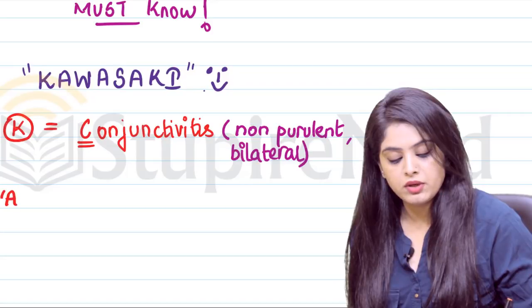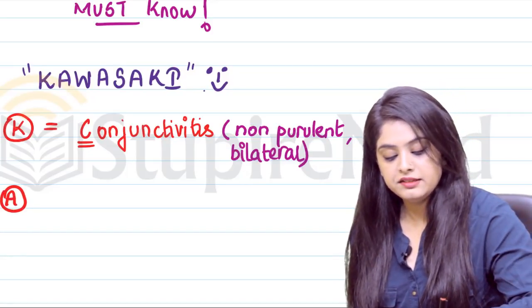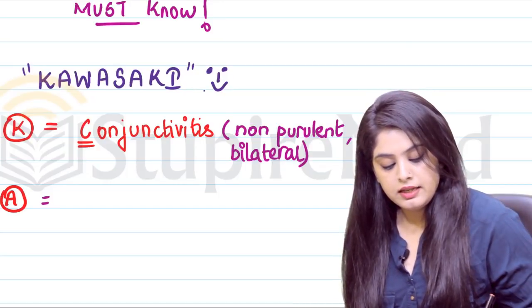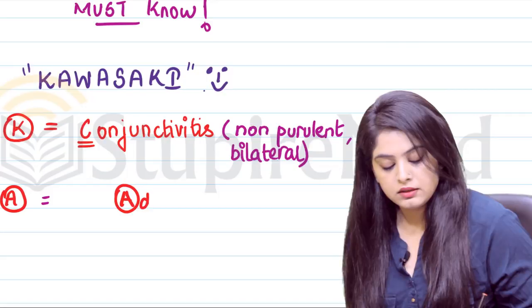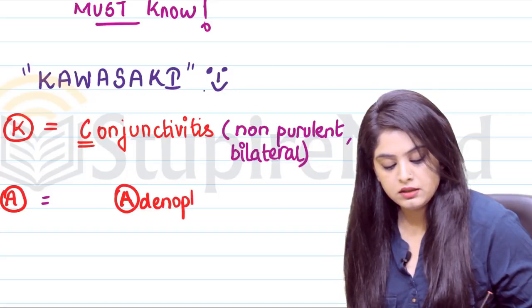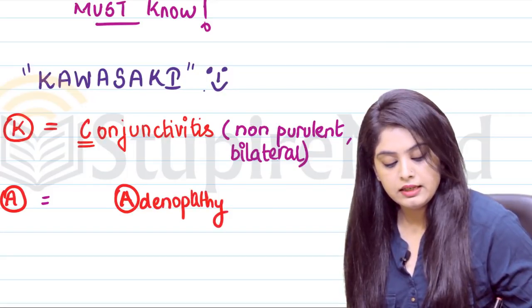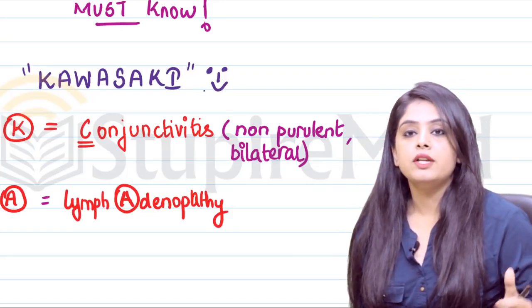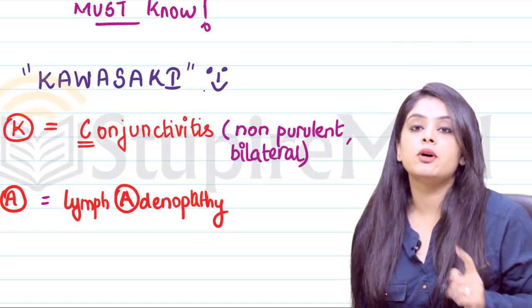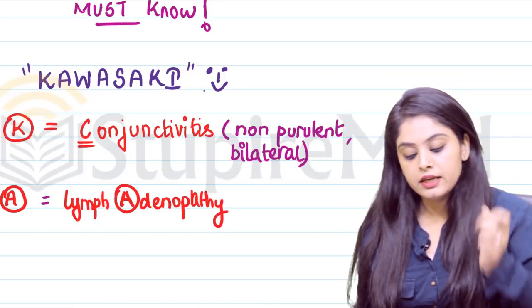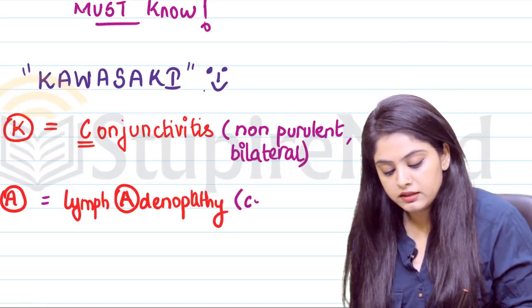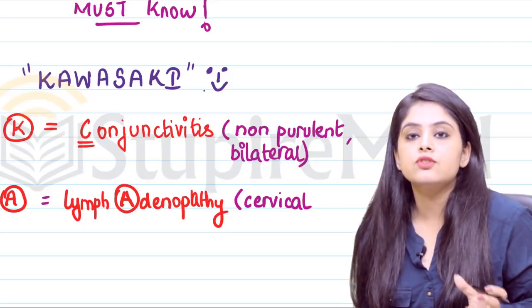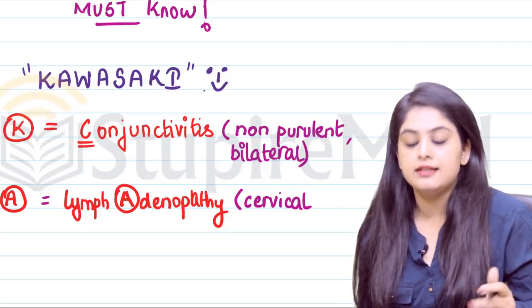Next, we have in our mnemonic A. This A stands for lymphadenopathy. This stands for an adenopathy, that is particularly lymphadenopathy, right? So A for adenopathy. What additional point about this adenopathy do you have to note is that this is usually cervical. Not always, but mostly it has a predilection for the cervical area, the neck area.